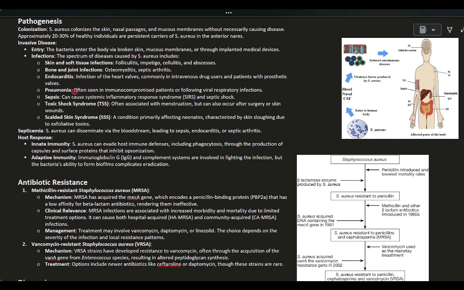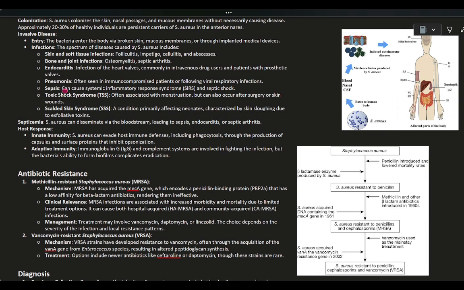We also have pneumonia. This can be seen in immunocompromised patients or patients who previously had viral respiratory infections. We also have sepsis. So, unfortunately, this bacteria can cause systemic inflammatory response syndrome and ultimately septic shock.